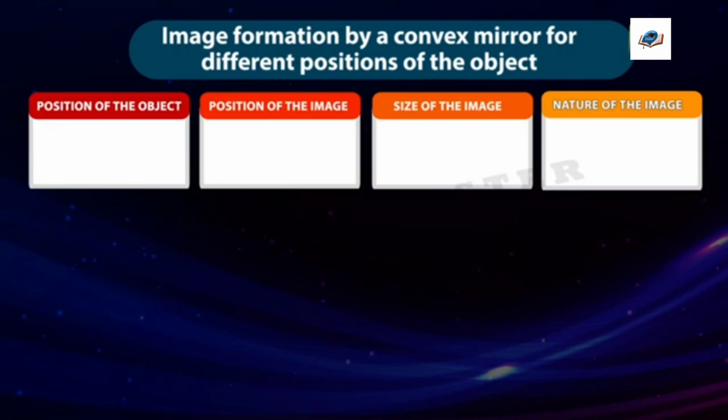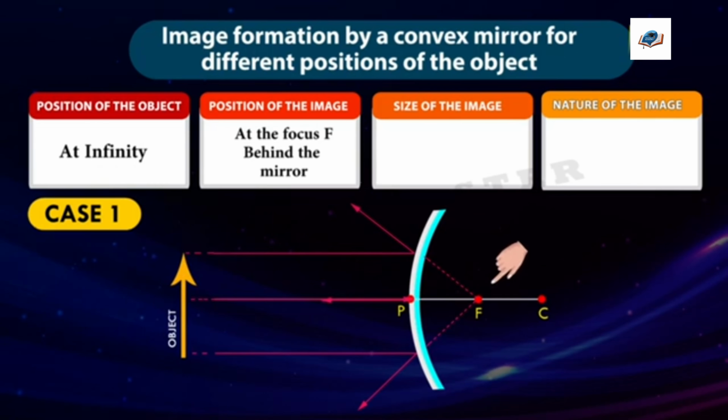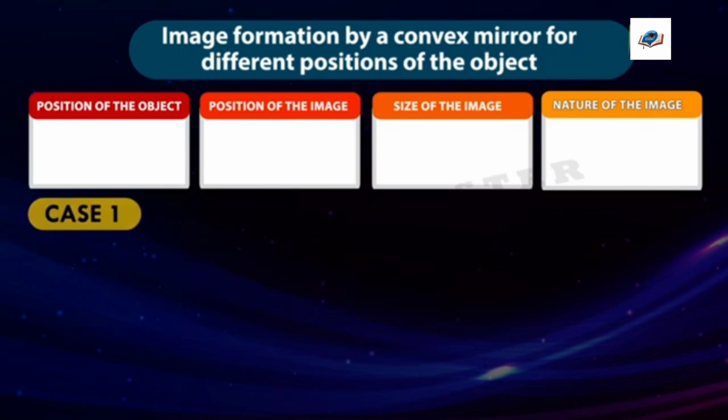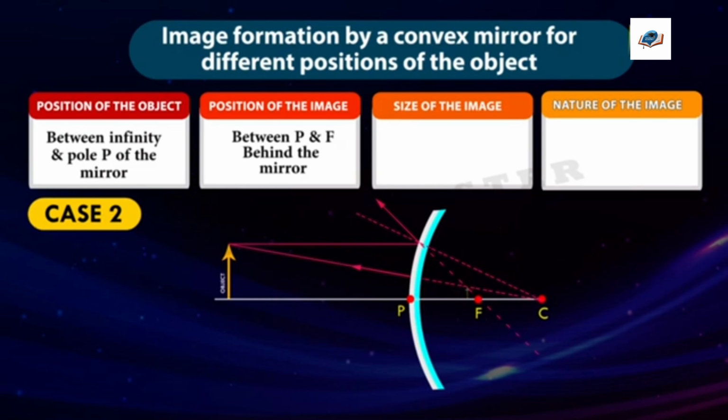Case 1. If the position of the object is at infinity, the position of the image will be at the focus behind the mirror. The size of the image is highly diminished and point-sized. The nature of the image is virtual and direct. Case 2. If the position of the object is between infinity and the pole of the mirror, the position of the image will be between P and F behind the mirror. The size of the image is diminished. The nature of the image is virtual and erect.